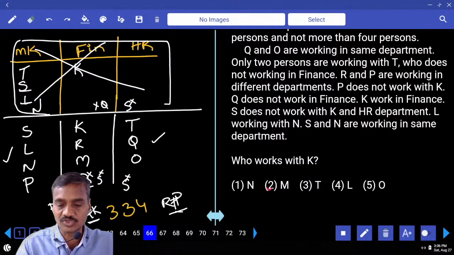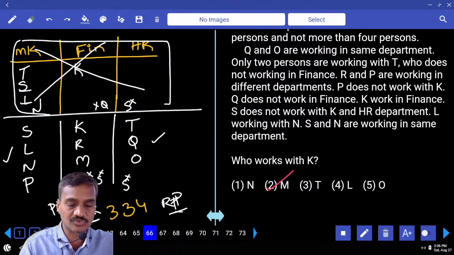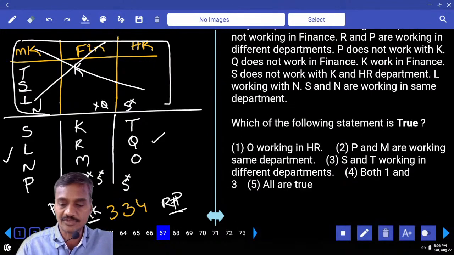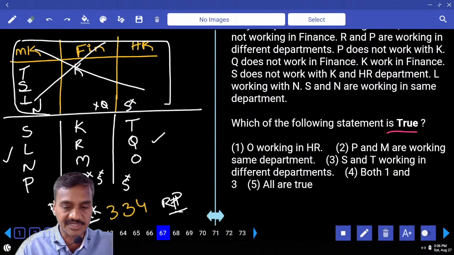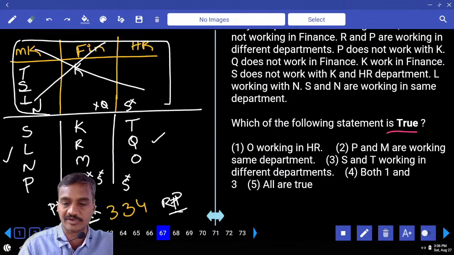Now among the given choices, M. That is choice 2, question number 66. And which of the following statements is true? O works with R. That is ruled out. P and M are working in the same department. That's again ruled out. S and T working in different departments. Definitely true. Choice 3, question number 67.